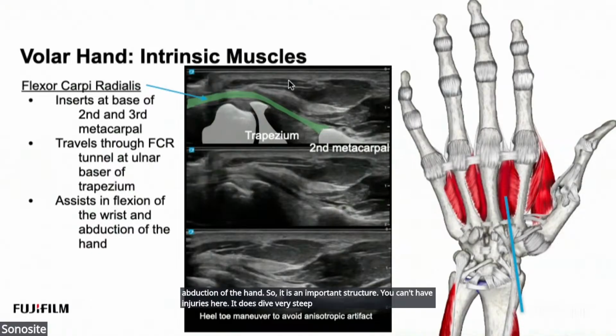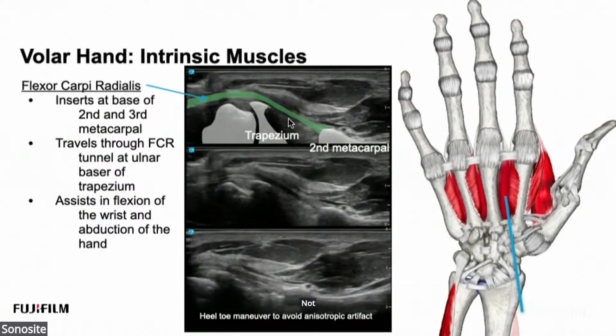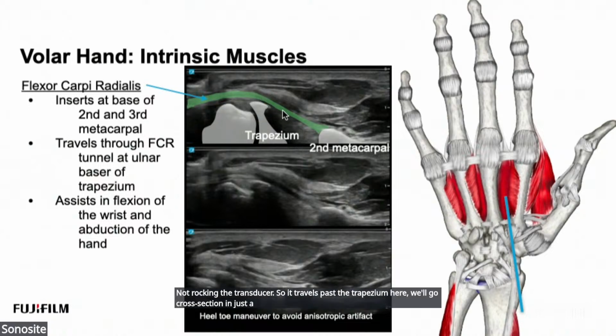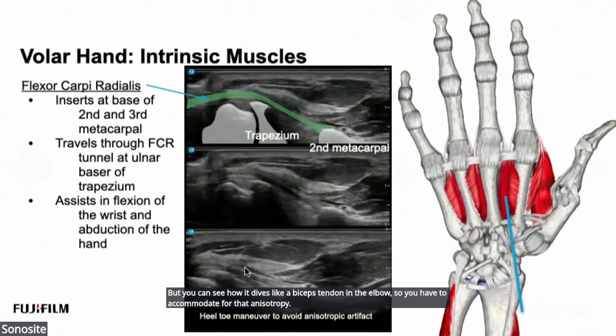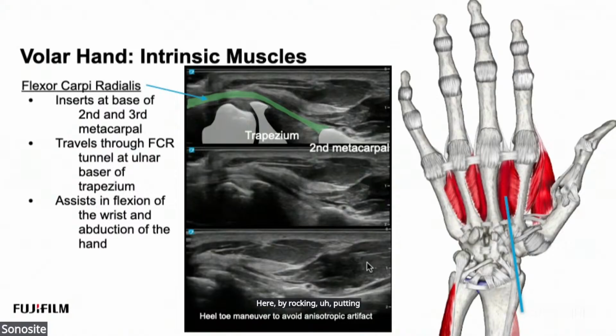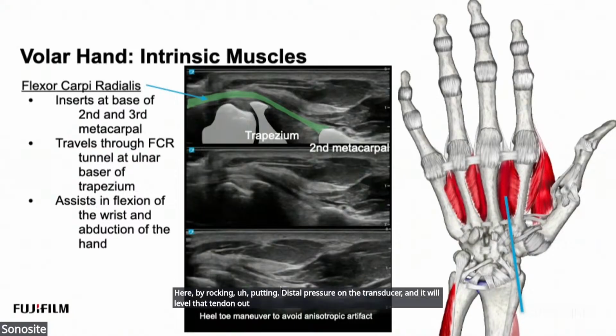So this is following the palm of the hand, not rocking the transducer. So it travels past the trapezium here. We'll go cross section in just a second. But you can see how it dives like a biceps tendon in the elbow. So you have to accommodate for that anisotropy here by rocking, putting distal pressure on the transducer, and it will level that tendon out so you can catch those fibers really nice.